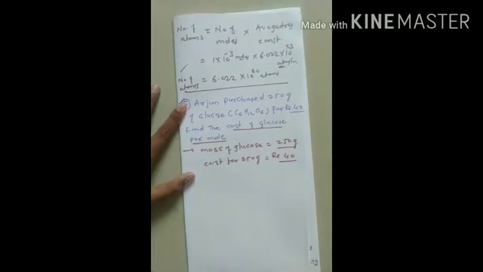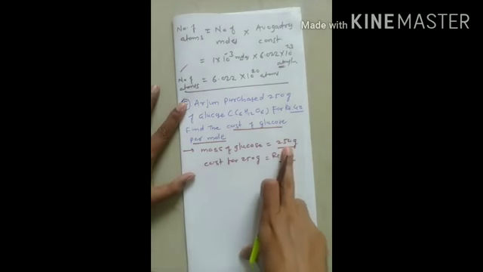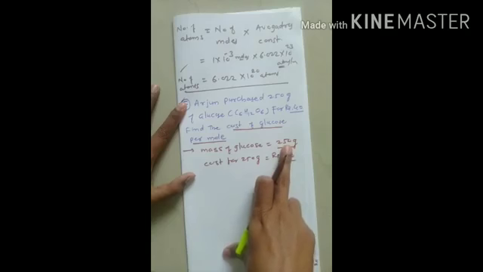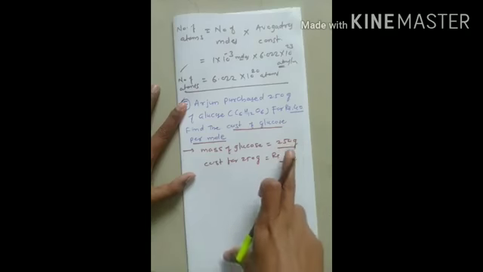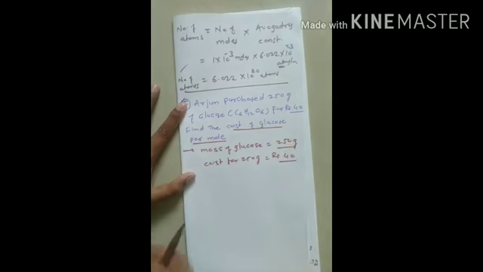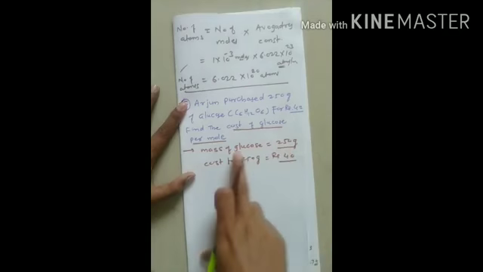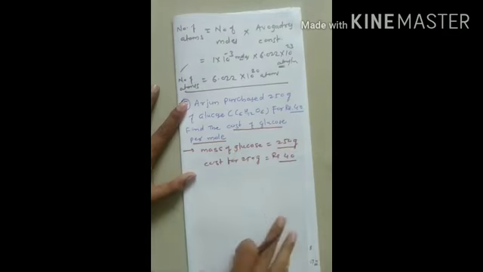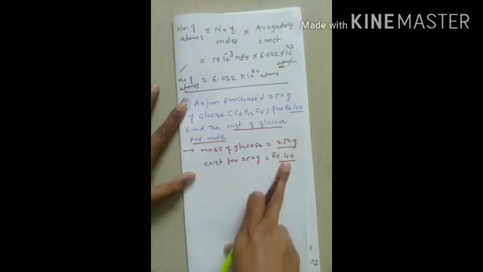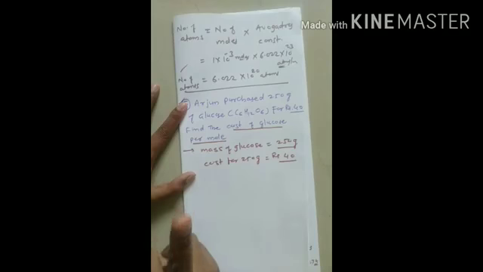For this, we first have to calculate the number of moles in 250 gram of glucose. Once we calculate the number of moles, let us say 100 moles for example, I am just explaining with an example, we will calculate the actual number later. So 250 gram of glucose contains, let us say, 100 moles, and for 100 moles the cost is 40 rupees. We have to find the cost per mole.